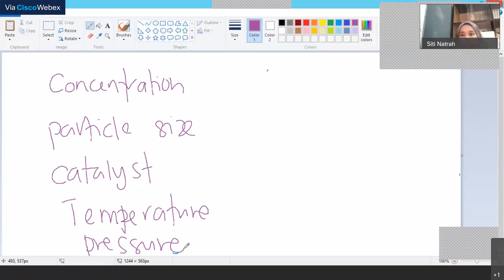Okay, so for this one, if the question asks you to write the concentration or particle size or catalyst, temperature or pressure in terms of kinetic theory, you have to know the keywords. Okay, concentration, what is the keyword? Particle size, what is the keyword? So try to go through this one.